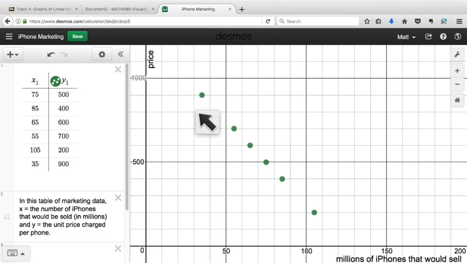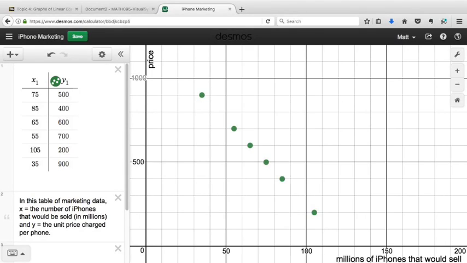But on the graph, we can clearly see that as the price goes down, the number of phones that we sell goes up. And vice versa, as the price goes up, so as we move north on this graph, the number of phones that we're going to sell is going down. So that's the first thing that we notice.